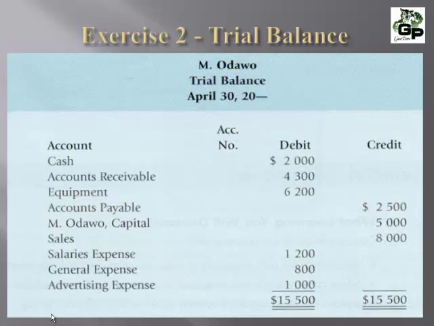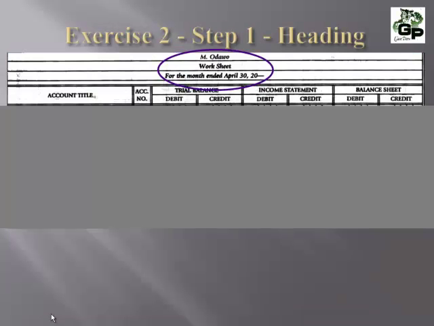So for exercise 2, you're given the trial balance in the textbook for M. Odawu. So we're given this trial balance, and we see all the different accounts that he has as of April 30th. Now in preparing the worksheet, we have to prepare the header first, which is the who, the what, and the when. So M. Odawu, this is a worksheet, and for the month ended April 30th.